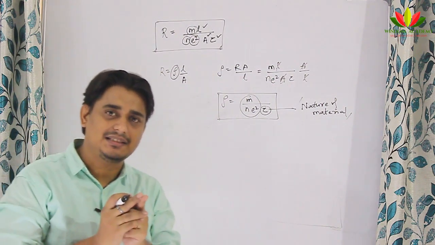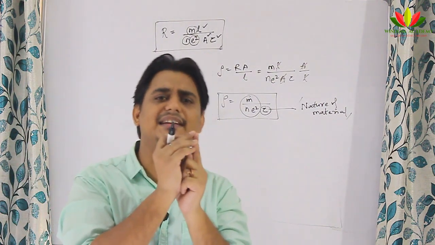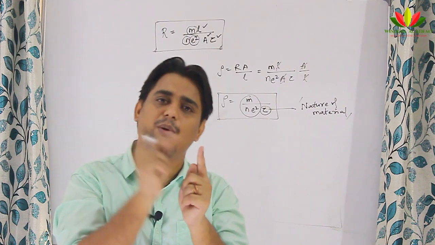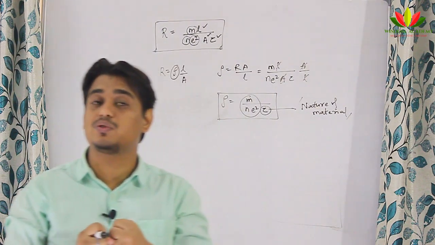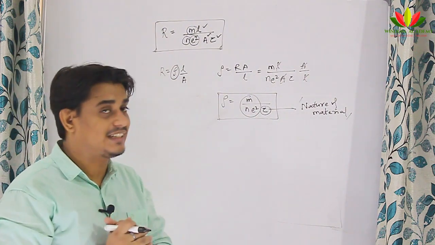If the time is less, that means the positive ions are very close to each other, and very immediately the free electrons hit some positive ion and lose energy, so resistance will increase. So resistance is also caused by the relaxation time. I hope you are understanding what I am trying to say.